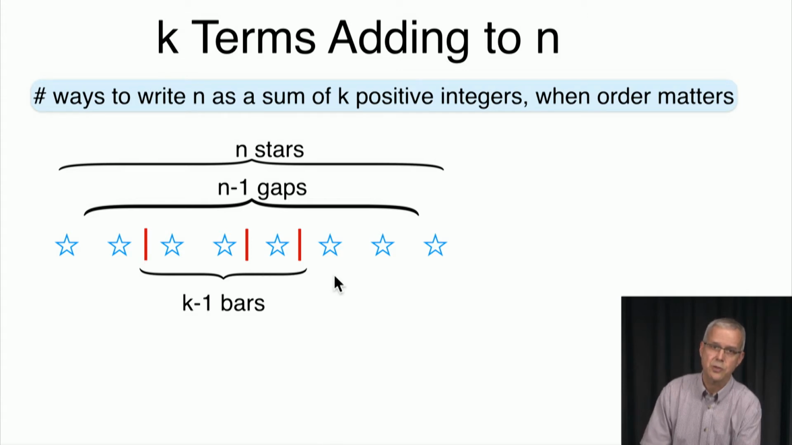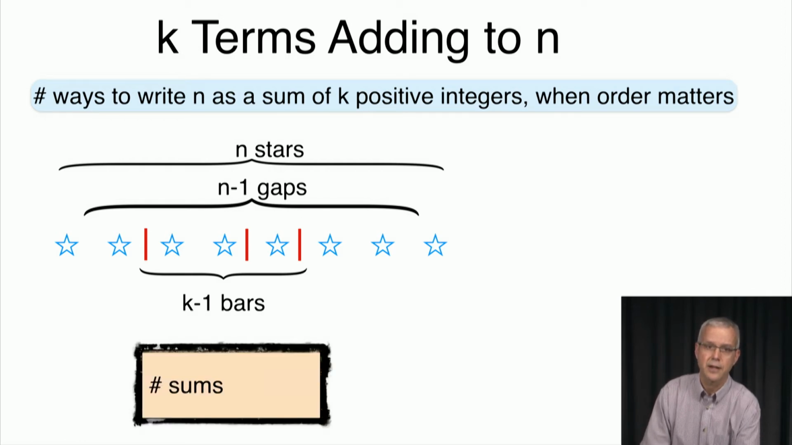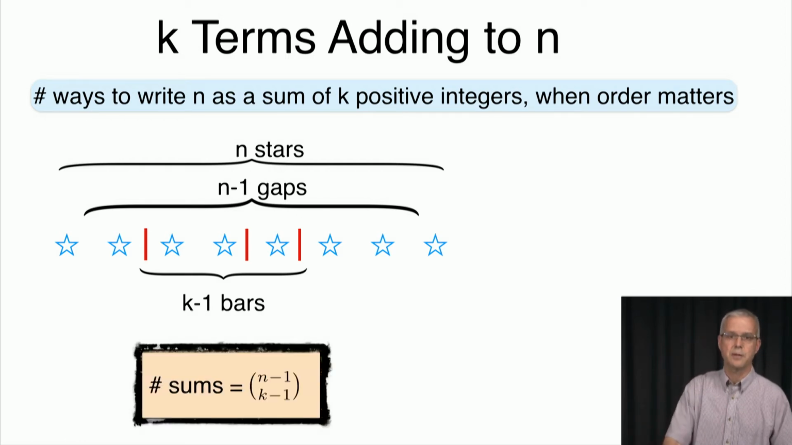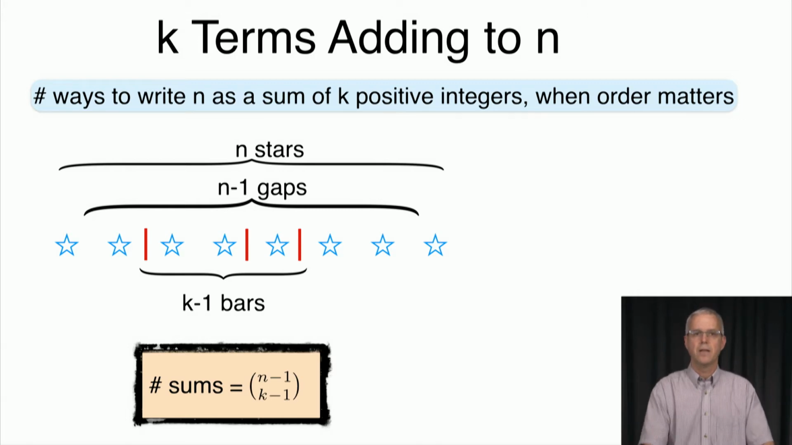Okay, so what we want to do is place k minus 1 bars in n minus 1 gaps. The number of ways to do that is just n minus 1 choose k minus 1. So this is the number of ways to write n as a sum of k positive integers. It's n minus 1 choose k minus 1.